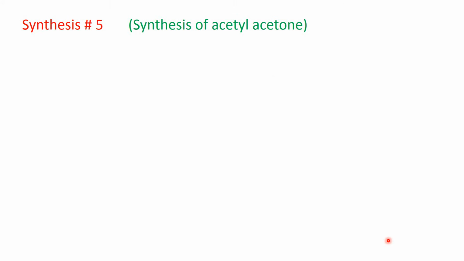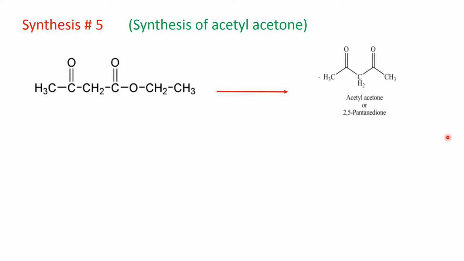Now, synthesis number 5. Synthesis of acetyl acetone. So, this is ethyl acetoacetate. You have to prepare acetyl acetone. This is the acetone molecule. From acetone, one of this hydrogen atom is replaced by acetyl group, CH3CO group. So, this is acetyl acetone. Okay. Now, this is the ketone compound, so we have to think about ketonic hydrolysis. And ketonic hydrolysis means this part is the breakage point. Carbon dioxide is released.